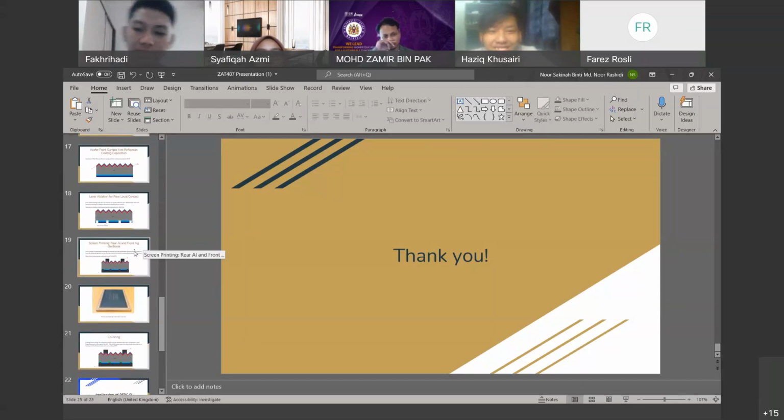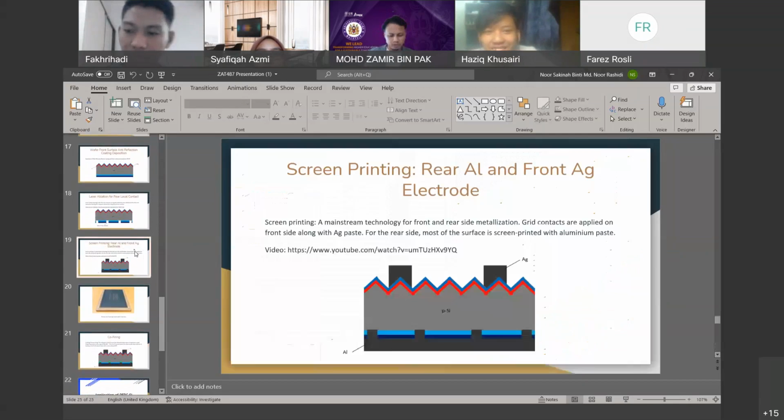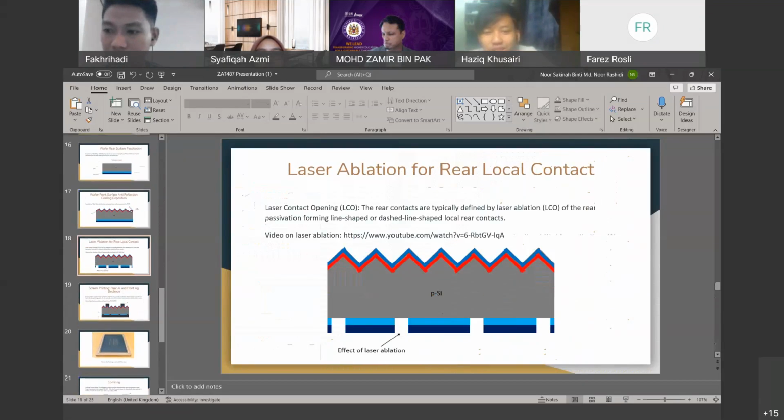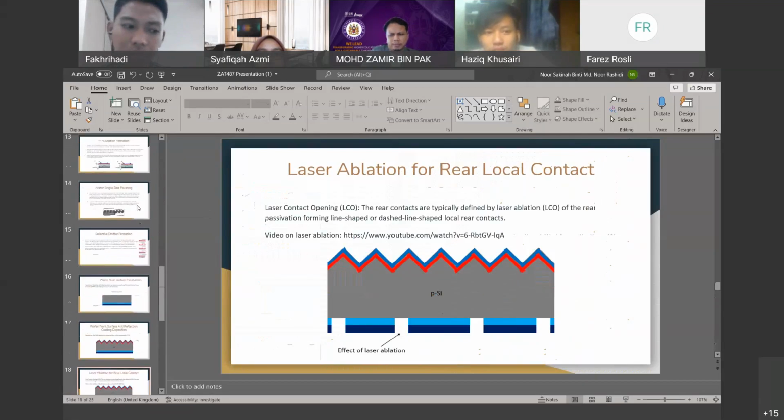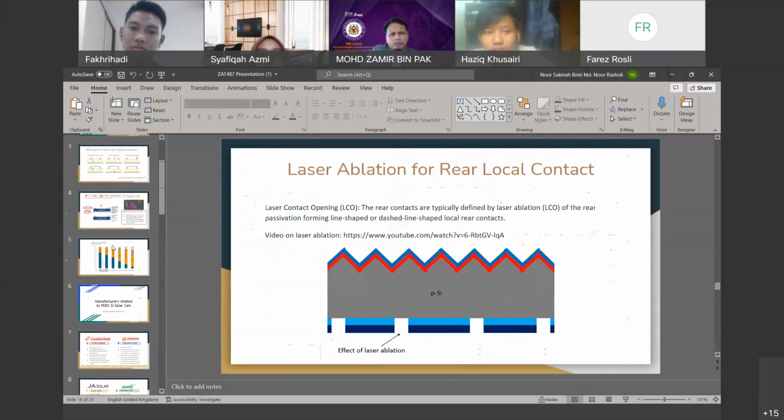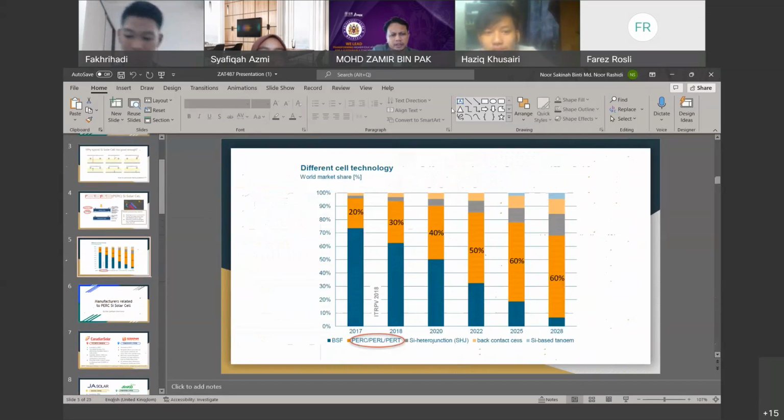Right. For the PERC silicon solar cells, of the total solar cells produced in the market now, you showed the market share, right? What was it again? How much of the market share belongs to PERC silicon solar cells? As of now, 2020 is about 50%.